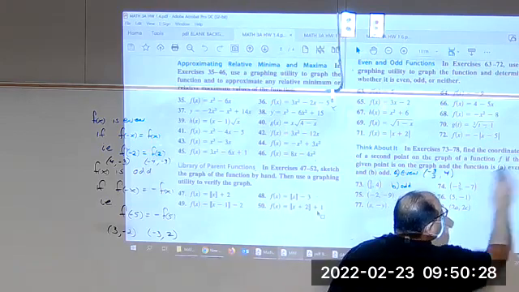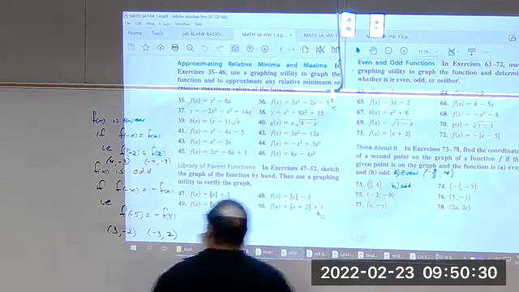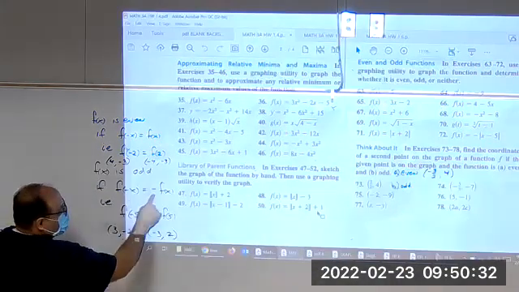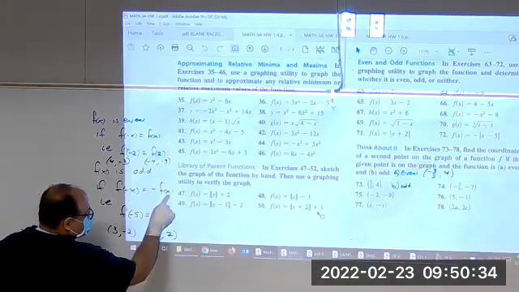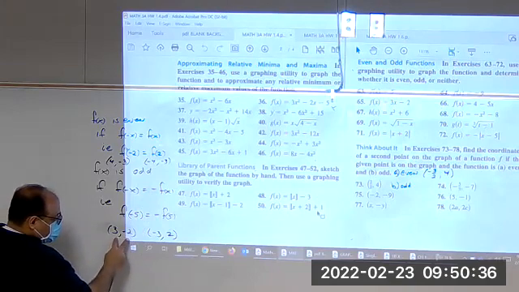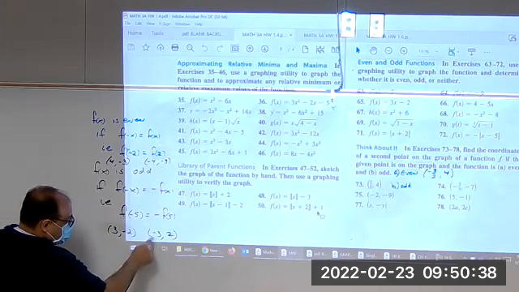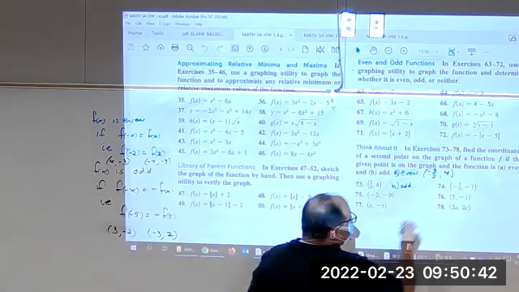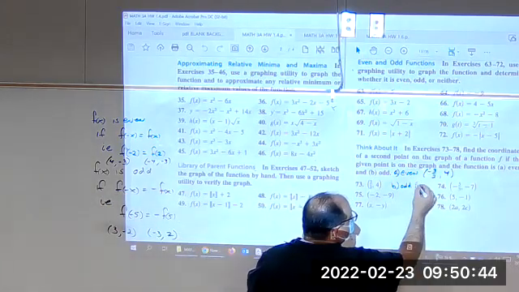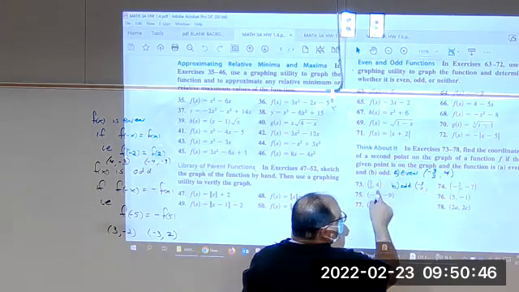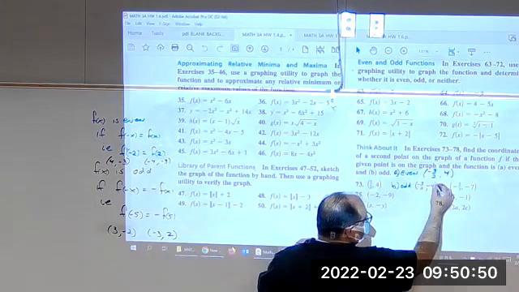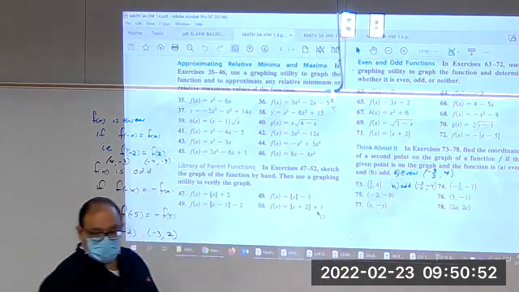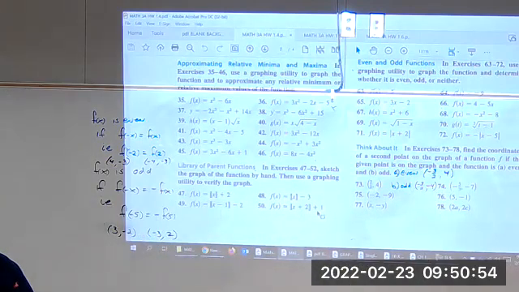So if it's odd, when you change the x, the y is also the opposite sign. If I have 3, -2, change the x, then I change the y, then it's odd. So if I change the x to -3 over 2, what's the y value if this is an odd function? It would be -4. You change both if it's odd.